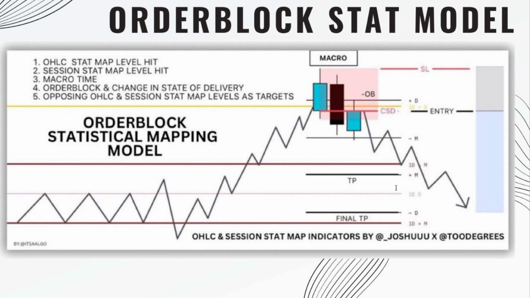So we're just gonna go over the order block stat map model really quick. As you can see, we have the order block statistical mapping model. It's a 1, 2, 3, 4, 5 on this one. So we wait for an OHLC stat map level to be hit along with a session stat map level. From there, we look for an order block and CSD to be validated, and we take our entries during a macro time. From there, we target opposing stat map levels, or you can do your minimum 1 to 2. So this is more of a bearish setting.